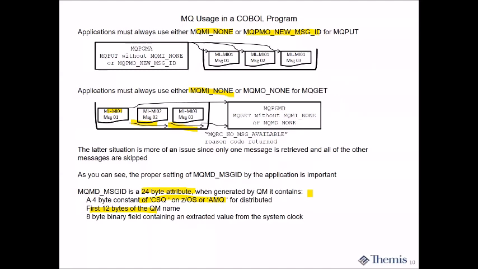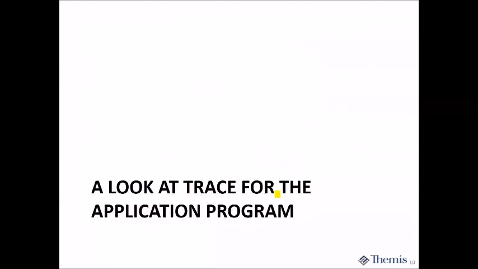IBM says the first 12 bytes will go in there, and what makes it unique is really the last 8 bytes. It is a binary number that comes from your hardware clocks. So every tick of the clock, the message ID effectively is changing. Nice tracking mechanism. All right, so I wanted to get those things out about the application because they're pretty common.